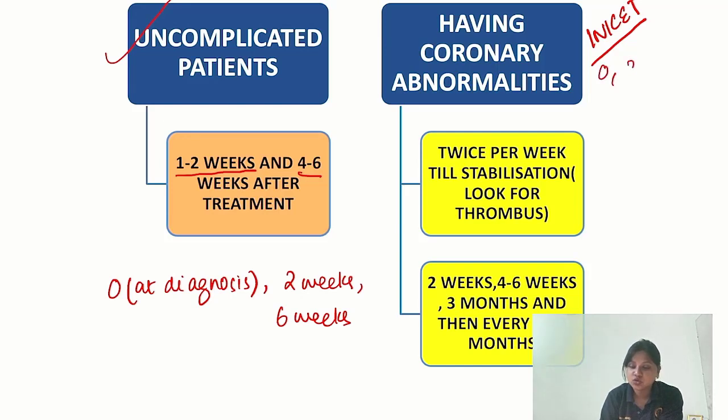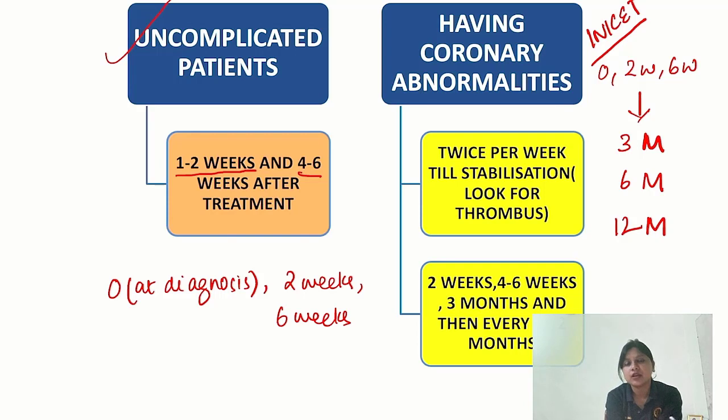So you do 0, 2 weeks, 6 weeks, and then 3 months, 6, 12. 3 months, 6 months, 12 months. 0 to 6 in all children. If the child is having complications, additionally 3 months, 6 months, 12 months.